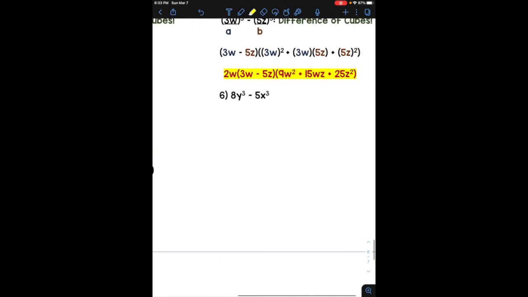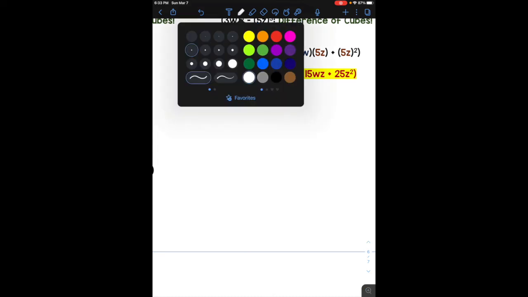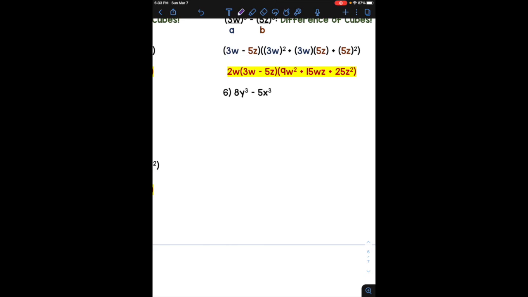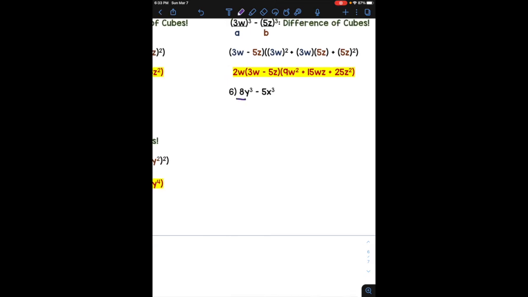Going on, problem number 6 is going to be a little different from the previous problems that we've done. In this case, again, we check to see if there's a greatest common factor, in which there is not, since there is no number that can go into 8 and 5 other than 1. In addition, there is no variable that those two terms have in common.